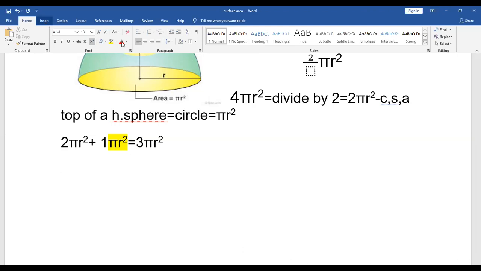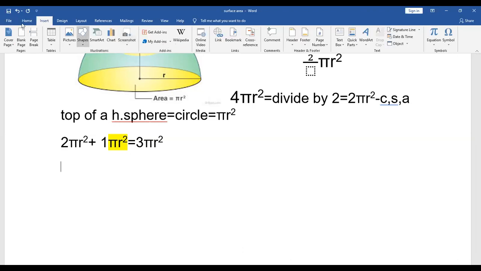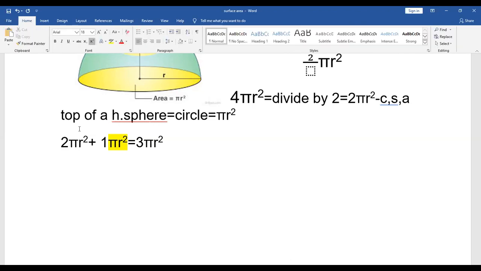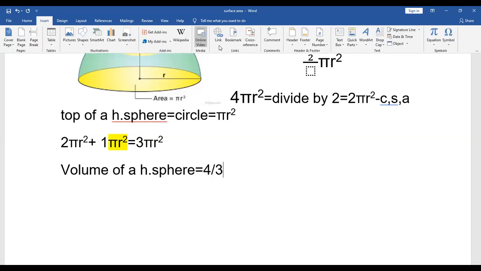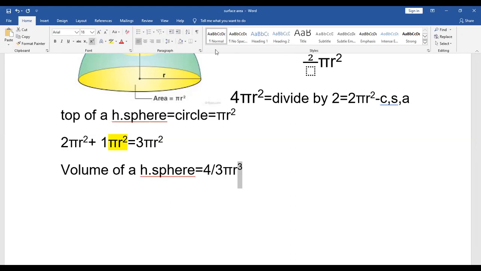Remember, when you go to the exam, don't just put the formula. You have to explain to the examiner why you are doing that. So volume now, volume of a hemisphere. The volume of a hemisphere is very simple. Remember, we say it's 4 over 3 pi r cubed. This is the formula of a sphere now. 4 over 3 pi r cubed.